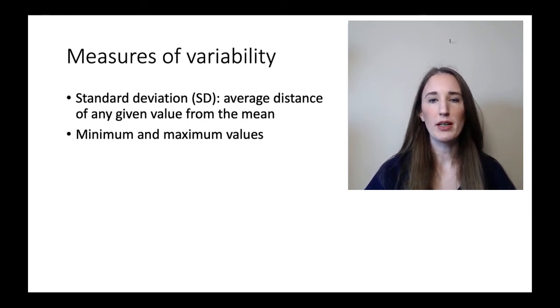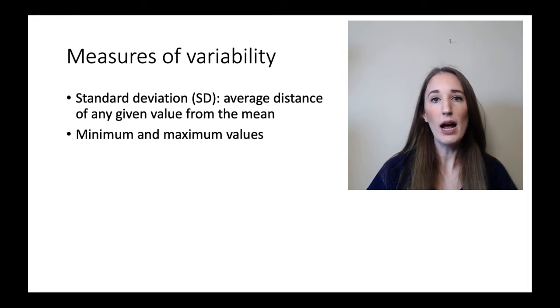Measures of variability tell us how spread out our data is. One common measure of variability is the standard deviation. The standard deviation tells us, on average, how far away from the mean is any given value. So, for example, if our mean age is 21 and our standard deviation is 3, this means that, on average, any given data point is approximately 3 years from the mean of 20.